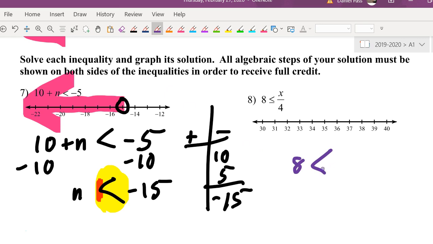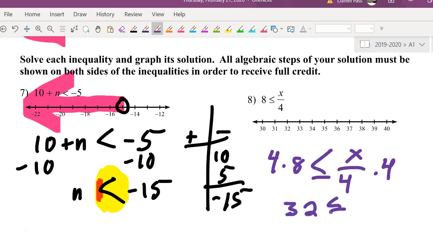8 is less than or equal to x over 4. Thank you. All right. What do we do on both sides? Times 4. Multiply times 4. 32 is less than or equal to x. Am I right? Yes. I think so. All right, x is on the bigger side, which is open right. Open right.